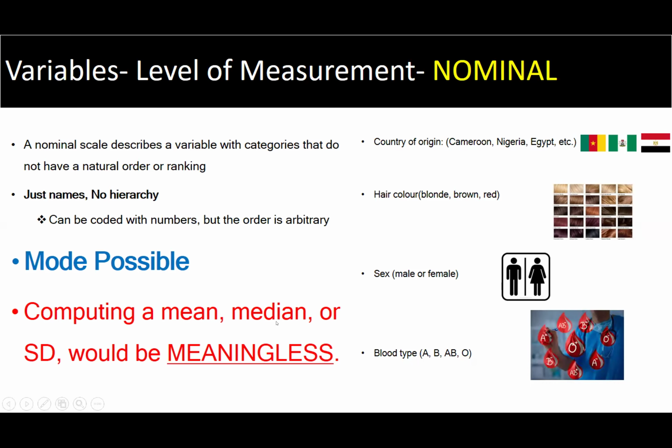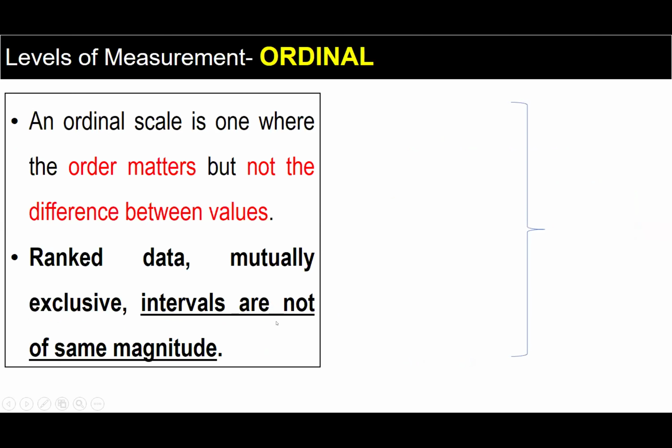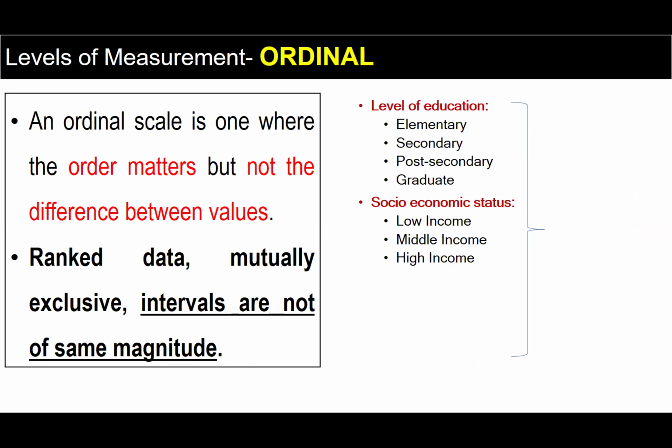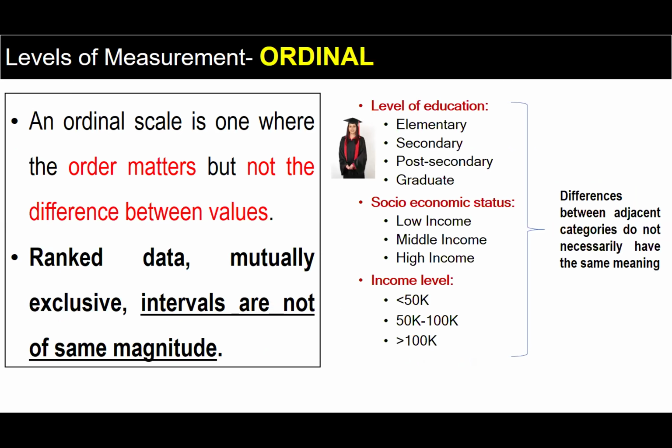We cannot calculate the standard deviation, because these are going to be meaningless. When you move to the higher level of data, for example, levels of education, it's true that they are categorized, but the difference between elementary school and secondary school is not the same as between post-secondary and graduate. It is ordered, but the difference between the different categories is not the same.